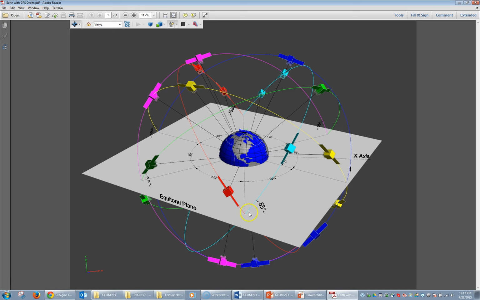However, they would be different. Let's just say that all the satellites are orbiting in a counterclockwise orientation, which means that in this case, this satellite here would be rising, so it would be traveling in this fashion.